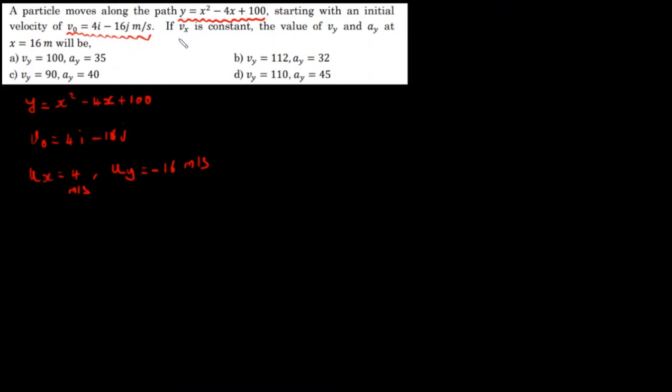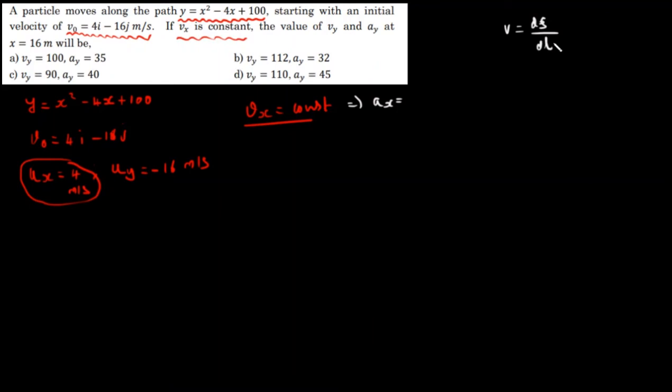Now if Vx is constant, that is velocity in x direction is constant, what does it mean? It's not going to vary, it's always going to be 4 meter per second. So what is the other thing I can say? We know velocity is the rate of change of displacement, and acceleration is the rate of change of velocity. Now ax is the rate of change of velocity in x direction. So velocity is already constant, so ax will be 0, which is nothing but uniform velocity in x direction.